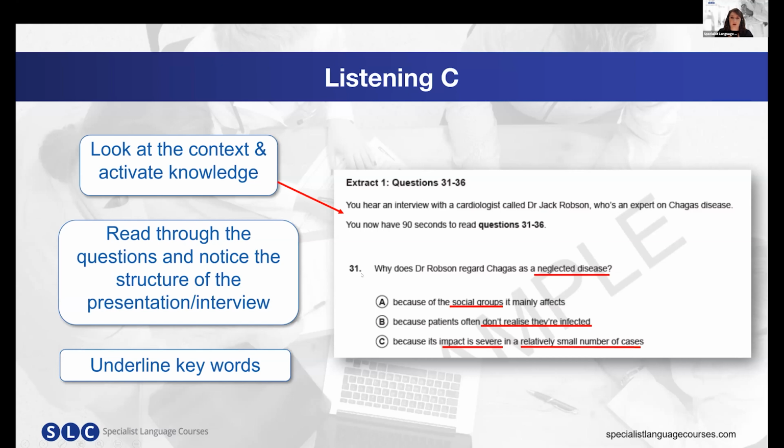So for 31, one of our keywords here is why. So we're listening for a reason. Why does he regard it as a neglected disease? So we're listening for reasons here.